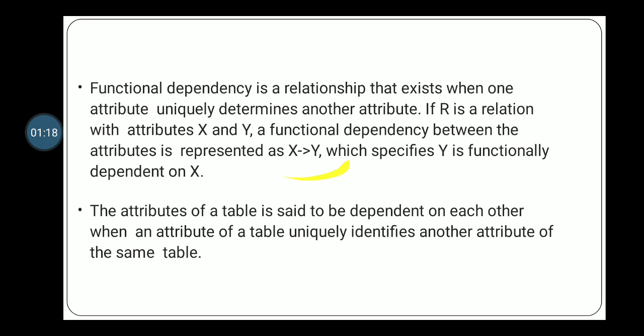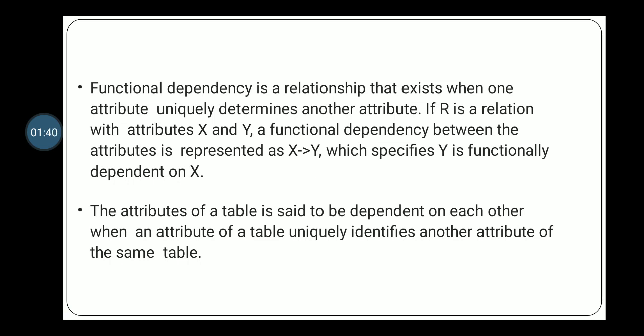How will you represent it? It will be represented as X tends to Y, X arrow Y. What it means is that Y is functionally dependent on X. That is, X derives the value of Y, X uniquely determines the value of Y. This is what functional dependency is.